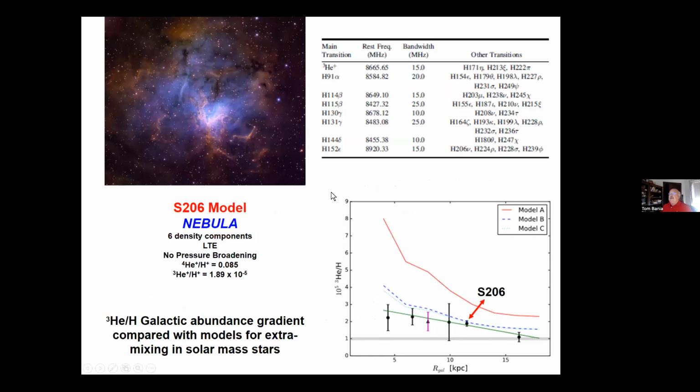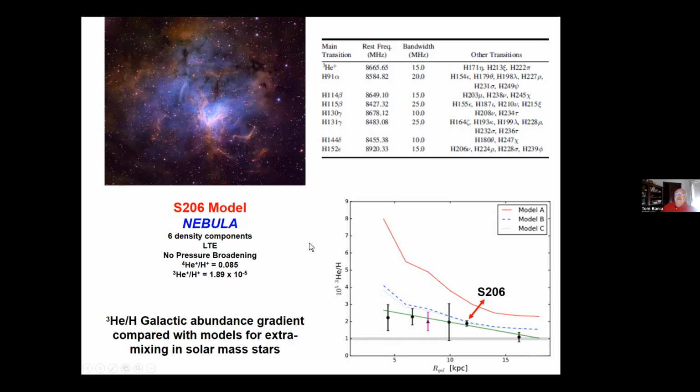We picked 6 H2 regions whose abundance ratios we thought we could model well enough, accurately enough, to be confident of the error bars. I just proved that to you for S206, which is this point here. And we found actually a slight gradient with these H2 regions. And we wrote a paper based on all of these recombination line transitions that compared our results to different models for extra mixing in stars.